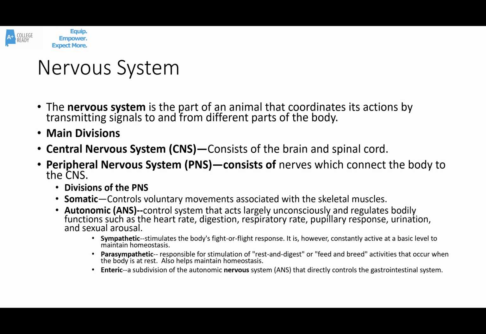Its sort of opposite is the parasympathetic. It's responsible for sort of the rest and digest response, or the feed and breed activities. It's about keeping you calm, slowing down heart rate, slowing down breathing rate. But it also helps to maintain homeostasis. So these two work together to keep you balanced. The enteric division deals with your gastrointestinal system, regulating digestion.